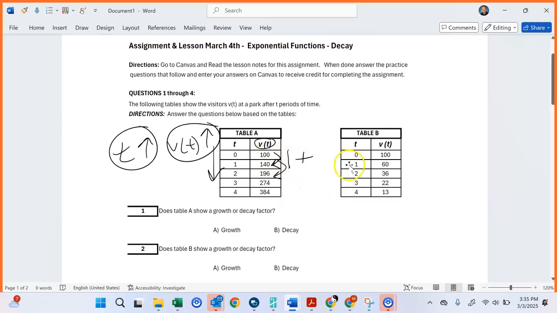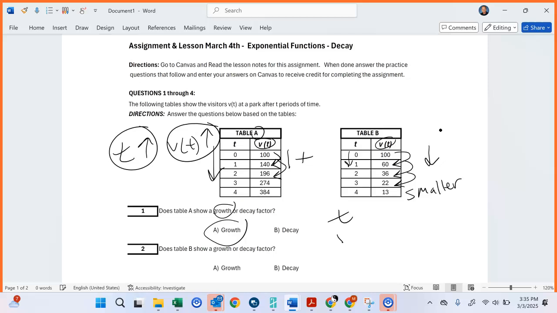So that's the important thing to understand about that. So that would be growth. So table A is going to be growth, okay? Now what's happening here is time gets bigger, goes from 0 to 1. Then what happens to V(t)? Well, it goes from 100 to 60, so it goes down, right? So it gets smaller, and then it goes to 36, smaller, smaller. So it gets smaller, right?